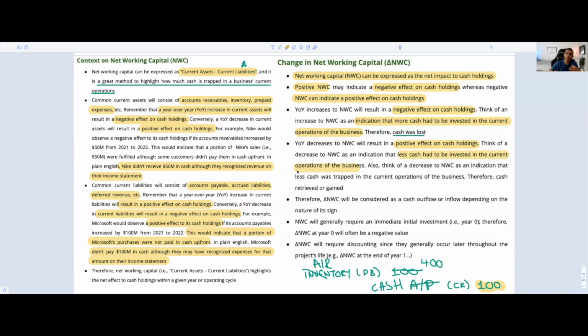So here's another point. You could also think of a decrease in NWC as an indication that, once again, less cash was trapped in the current operations. And this would indicate that, okay, cash is retrieved or gained on that year-to-year basis. And once again, that's why change in net working capital is so important.